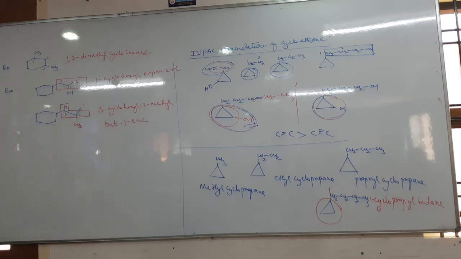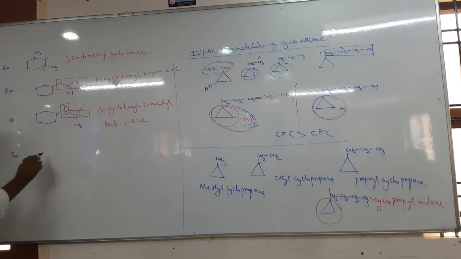Next rule. If both the side chain and cyclic ring contain the same functional group, then the parent chain is decided by what? Number of carbon atoms. Then the parent chain is decided by the number of carbon atoms.